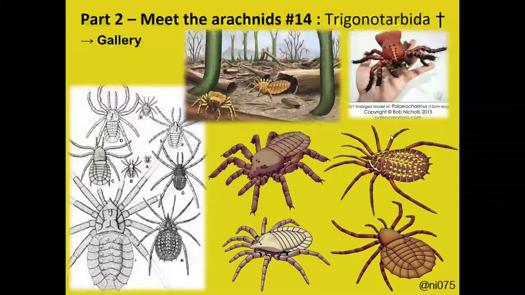So here are some even more reconstitutions, also spider-like, also terrifying, and very armored looking. Not that big, this is enlarged, probably only a few centimeters long, and they were crawling around on the ground of the Silurian with the first terrestrial plants, which didn't even have leaves at the time, didn't even have flowers or fruit, and already spider-like arachnids crawling on the ground and eating the first insects.